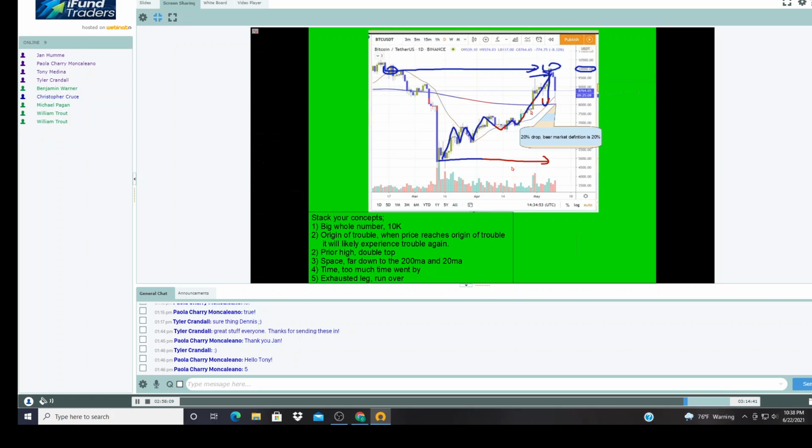Too much time went by. So since this is a long-term play, this happened to be in months. But this all could be in the 2-minute chart or 5-minute chart because it all works in any time frame, in any price range, right? This is $10,000 here, but this could be a $10 stock. So this last leg is exhausted. The run is over. So it collapsed 20% down.